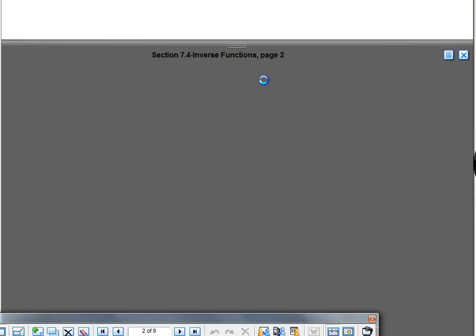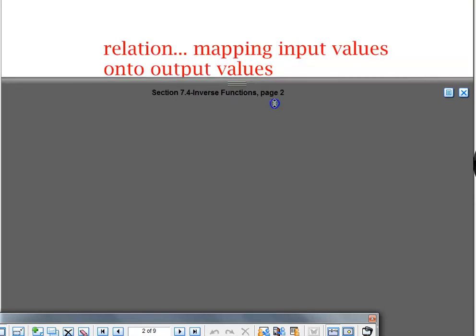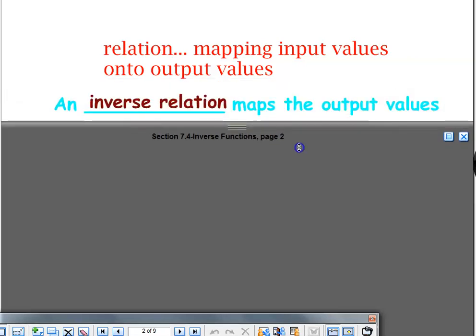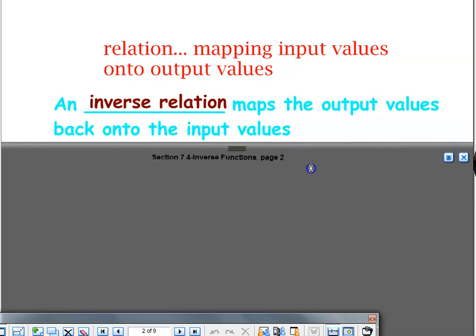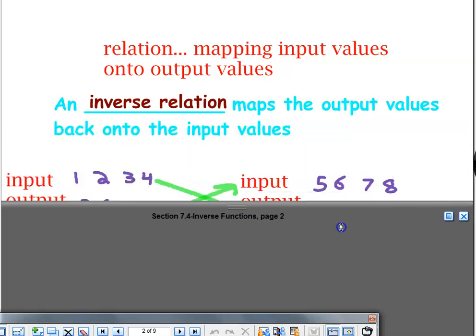So, just a review from Algebra 1. A relation, from earlier this year, is mapping input values onto output values. An inverse relation is actually going in reverse, where the output values get mapped back onto the input values.